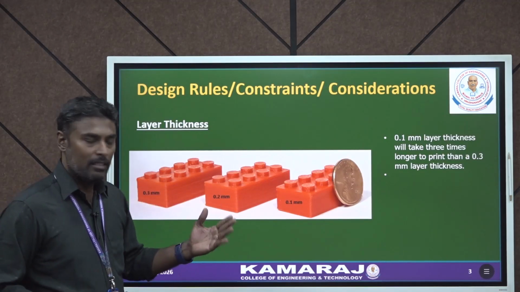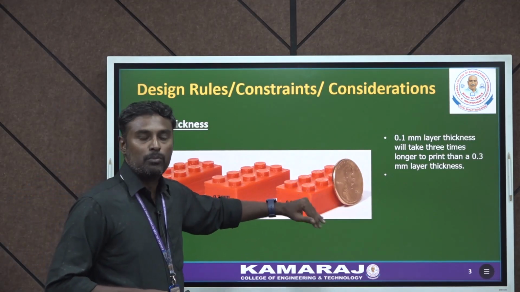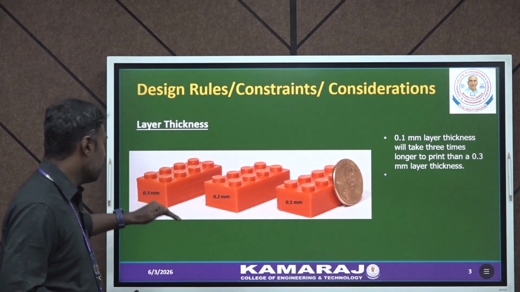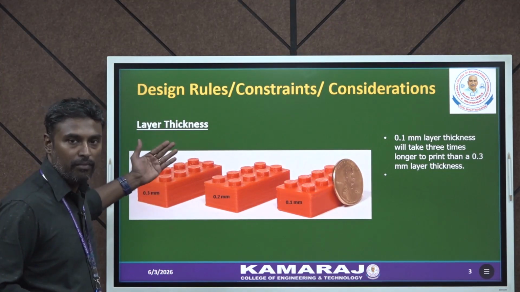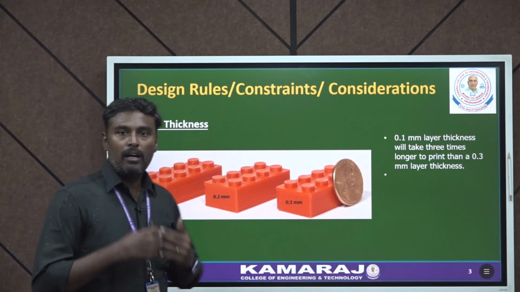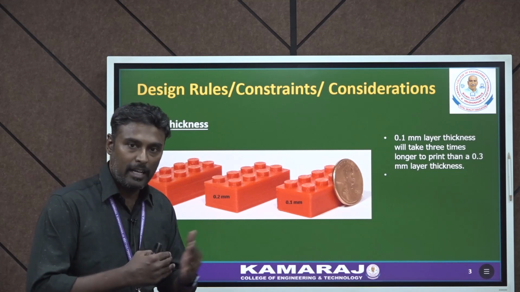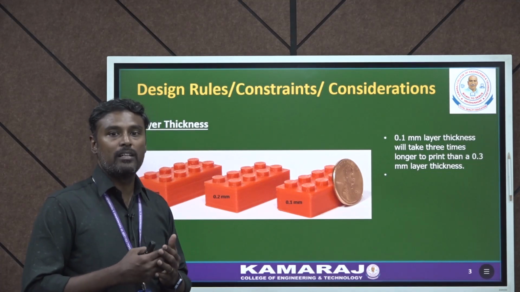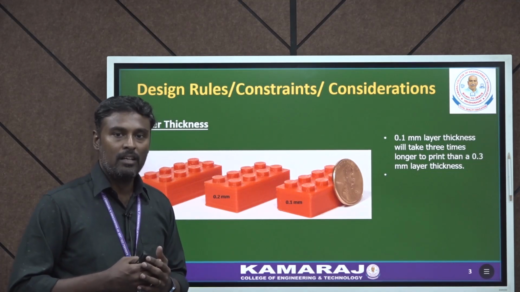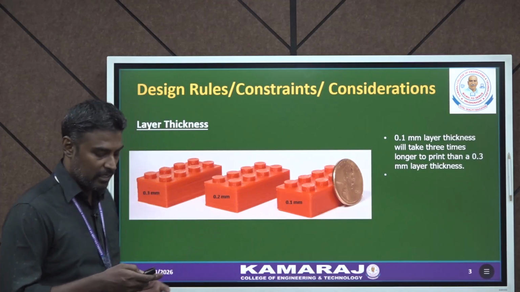So due to this, the surface finish is finer with 0.1 mm, but with 0.3 mm the surface finish is rougher. So whether our objective is to print end user components in a very short time, or whether it is an accuracy oriented part, we have to select the layer thickness wisely.